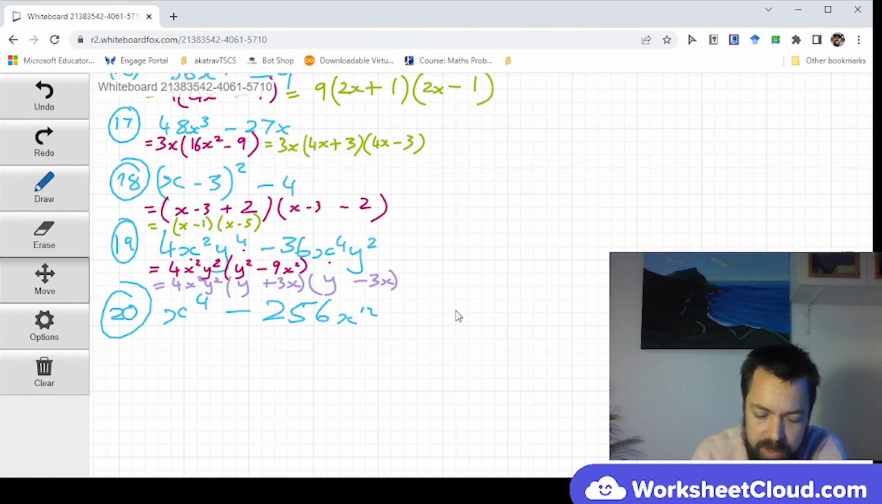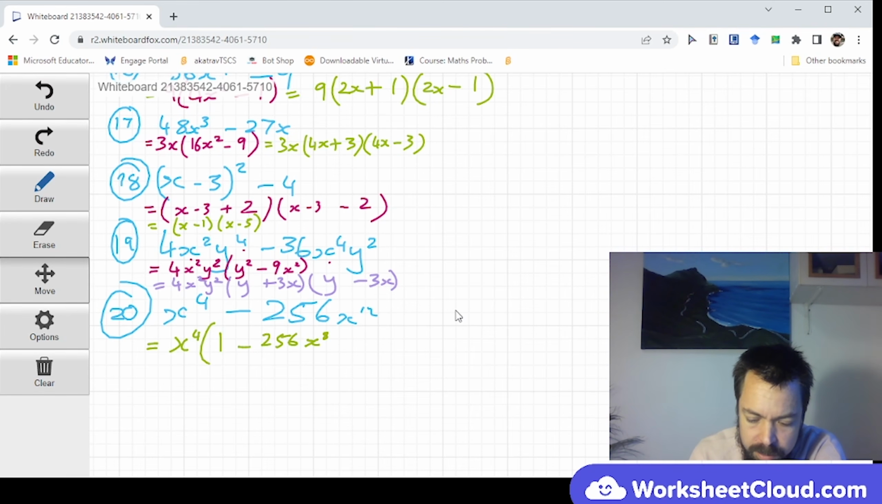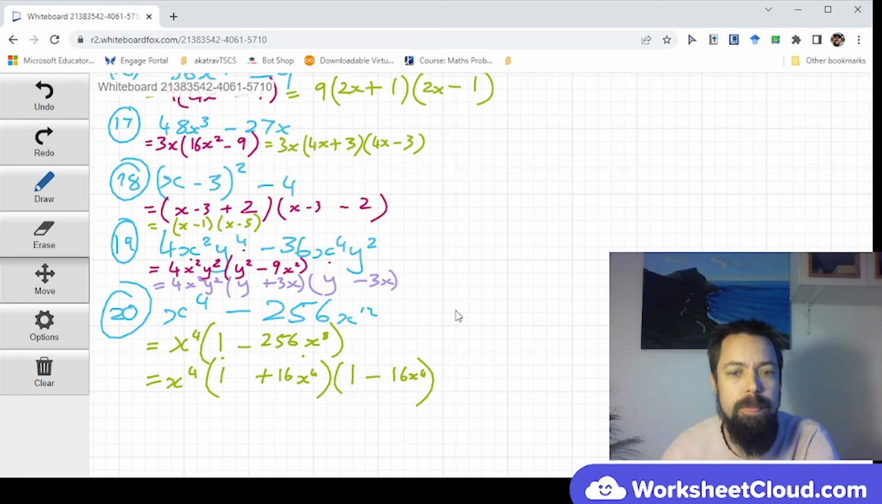All right, but before that, I'm going to take out a common factor, and I'm going to take out a common factor of x to the power of 4, which means that we're left with 1 minus 256 x to the 8. That's a squared, that's a squared. Keep our x to the power of 4 on the outside. Oops, let's do our brackets before we start. It's plus and minus. 1 squared, well, square root of 1 is 1. Square root of 256 is 16 x to the 4 and 16 x to the power of 4.